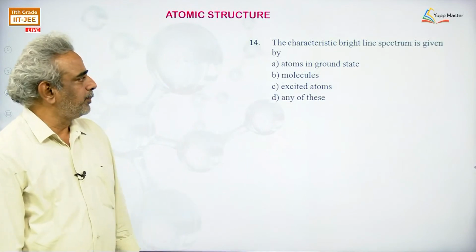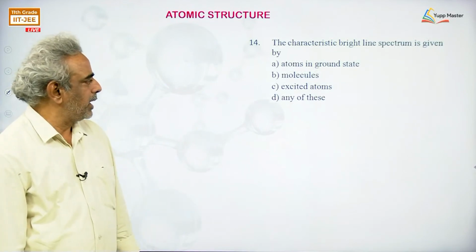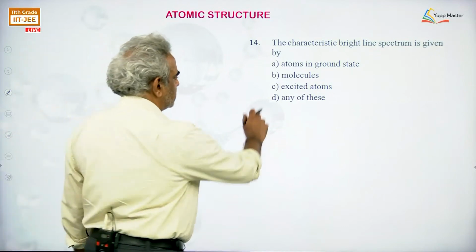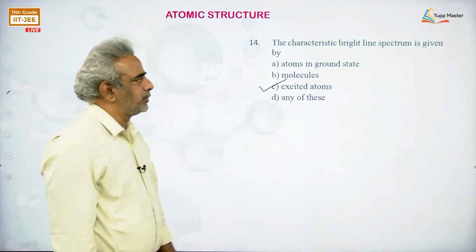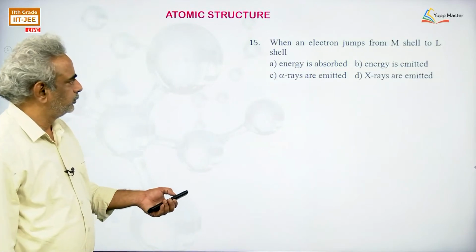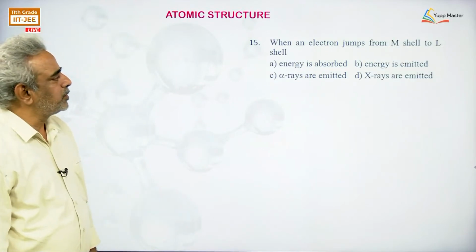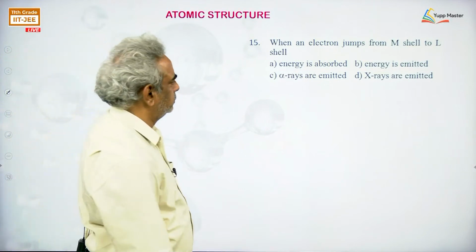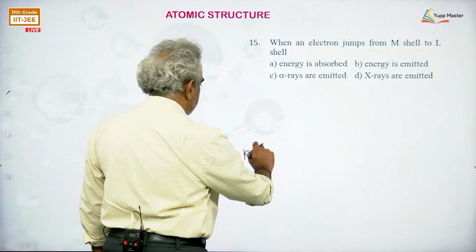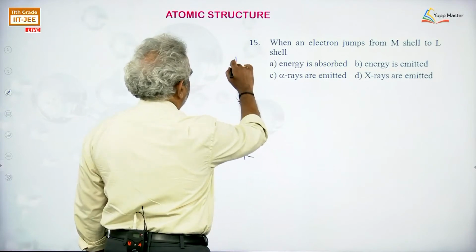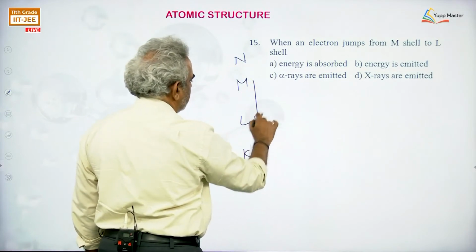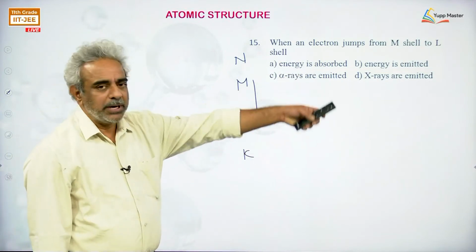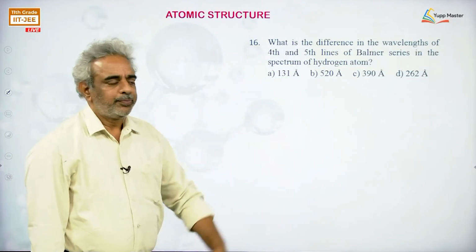The characteristic bright line spectrum is always given by excited atoms. When an electron jumps from M shell to L shell, K L M N. Now, M to L he is asking. So, what will you get? Energy is released, emitted, very simple question.